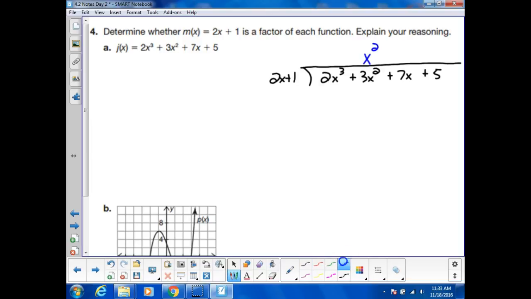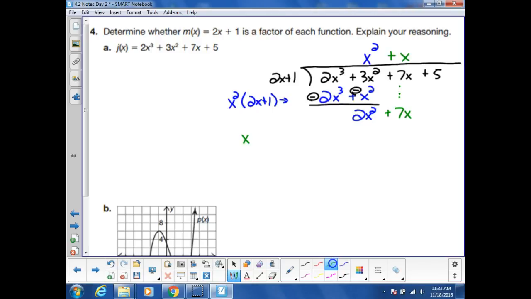Looks like x squared to start. So then x squared times 2x plus 1 is 2x cubed plus x squared. Switch and add. Then that gets me 2x squared. Drop. Multiply by x. X times 2x plus 1 gives me 2x squared plus x.